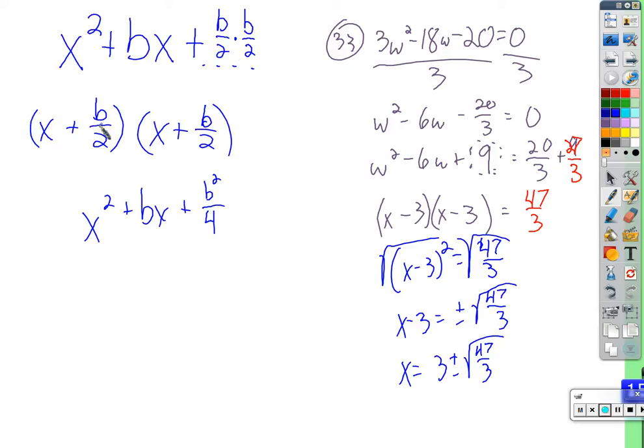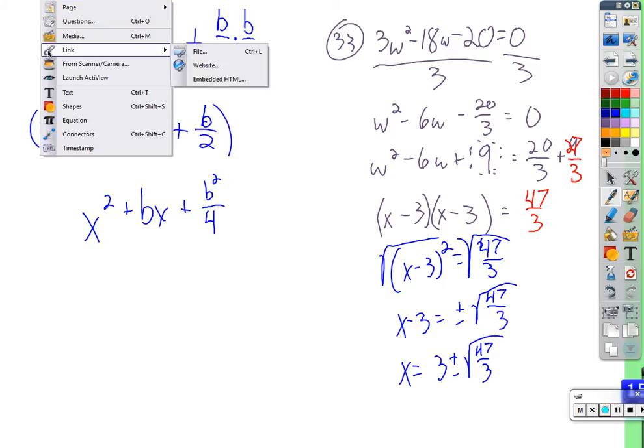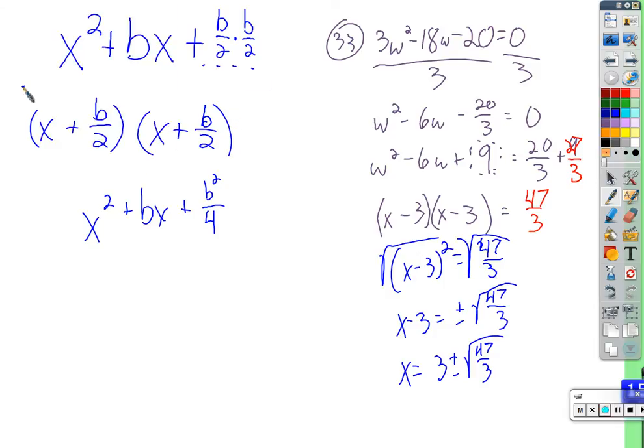So I always suggest you just throw down two parentheses, x, as long as that's a 1 in front. If it's not 1, you need to divide by whatever that number is to get it to be 1. And just take half of that number, put it there, multiply that number by itself, and there you go, that's what goes right there.